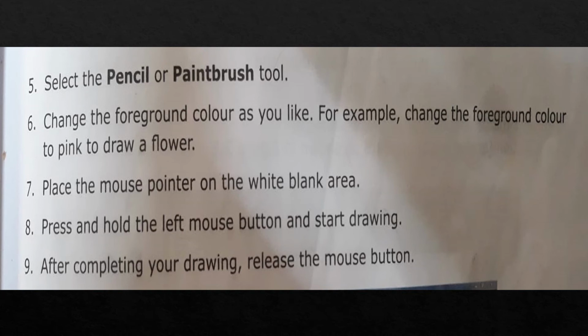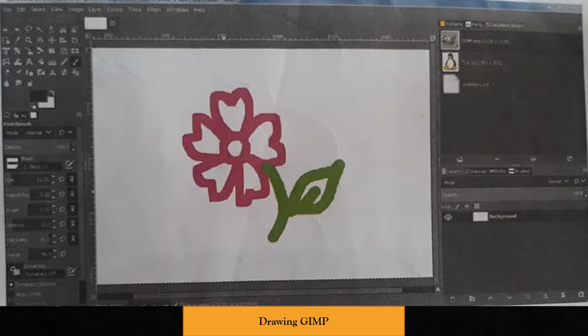Just like you draw in MS Paint, you have to draw in GIMP. Then your drawing is completed. Release the mouse button. Alright. Now, as you can see, if we draw a flower, it will look like this.